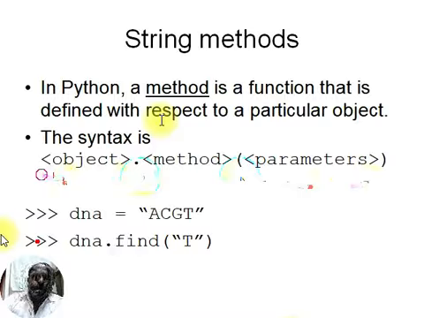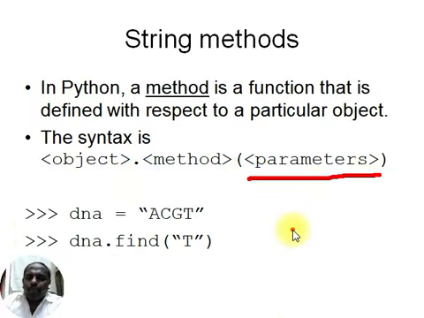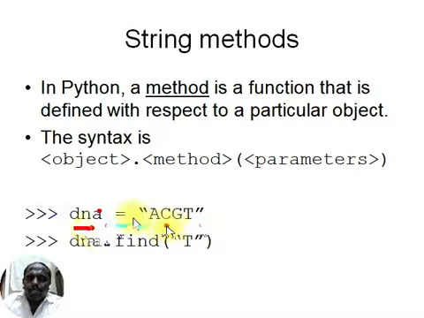You have already seen arguments in C. Instead of arguments, in Python we use parameters. Parameters are the values or variables that we pass. So here it is object dot method of parameters. Here I assign a DNA value, ACGT. DNA equals ACGT. Now I write DNA dot find. Find is a method. What is the parameter? I send T here. So you have to find the T value present in DNA.